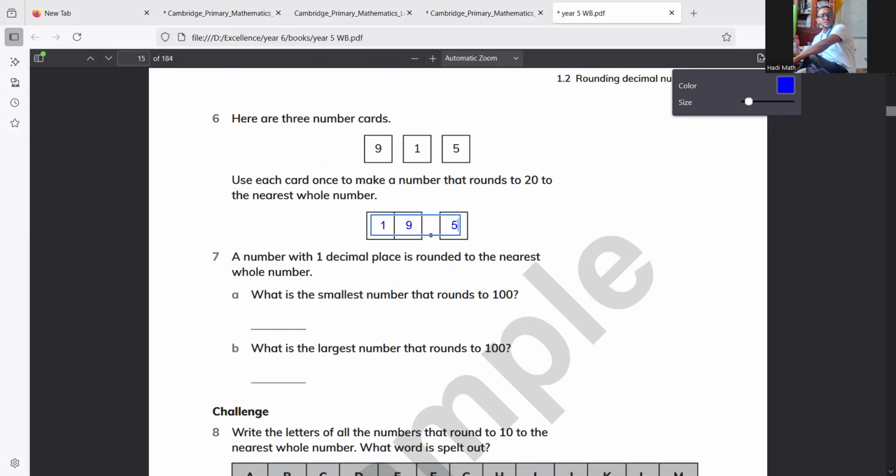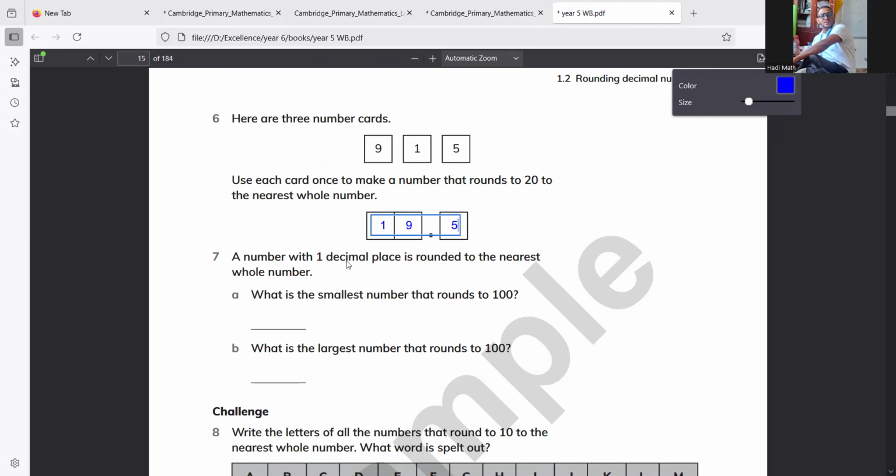Some people write 15. 15, no. We say use a number that makes a number that rounds to 20 to the nearest whole number. That means it has decimal point. And to the whole, which is 19. Because 15 to the nearest 10th, it rounds to 20. But to the nearest whole it's not, because it's going to be 15 point something. You're going to say 15.9, it's going to round to 16.